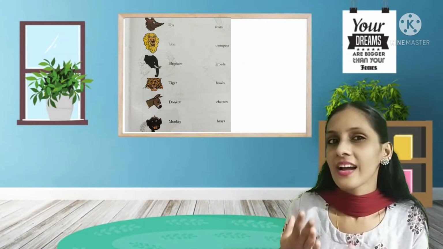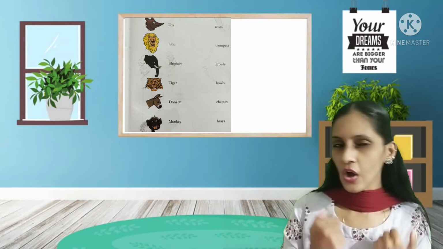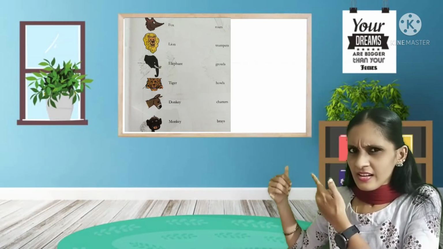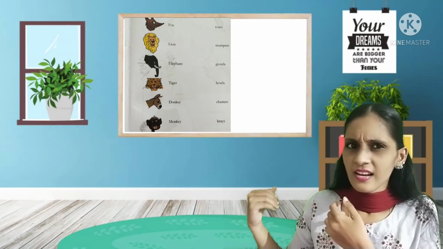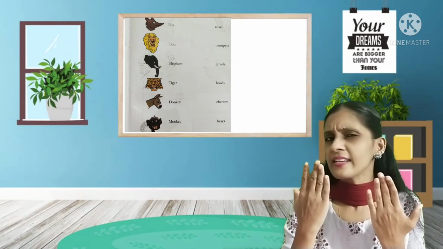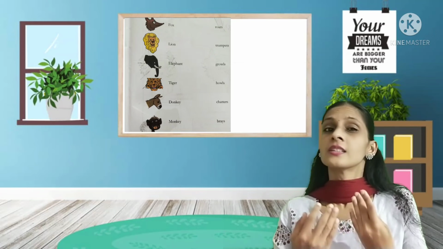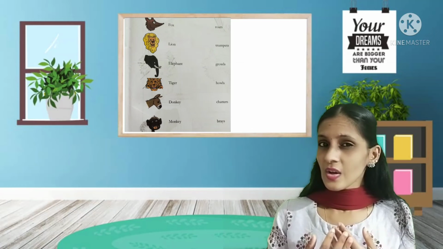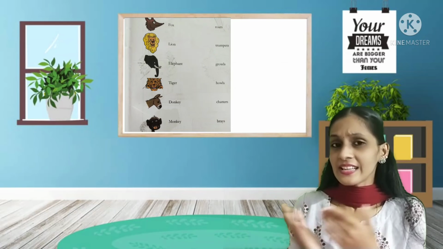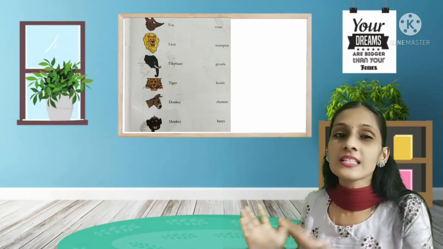Elephant, lion, fox, monkey, donkey, tiger. Then, how do we read their cries? Howl, growls, brays, chatters, trumpets, roars. Okay, dear children, you have to find out the cries of these animals.